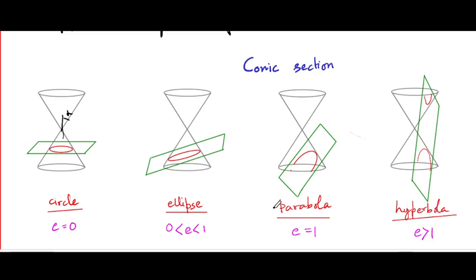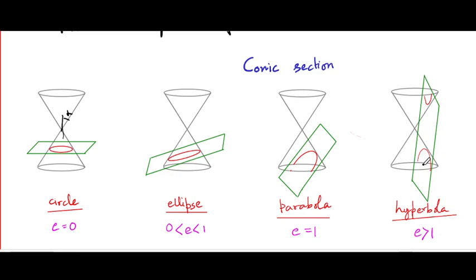When e is more than 1, that is the slice here is tilted more, so it's steeper than the generating line, then the plane actually cuts the cone into two parts, one on this side, one on the other side. And both of these parts are actually open curves. They go off to infinity on both sides. This is what you call a hyperbola. e is greater than 1.